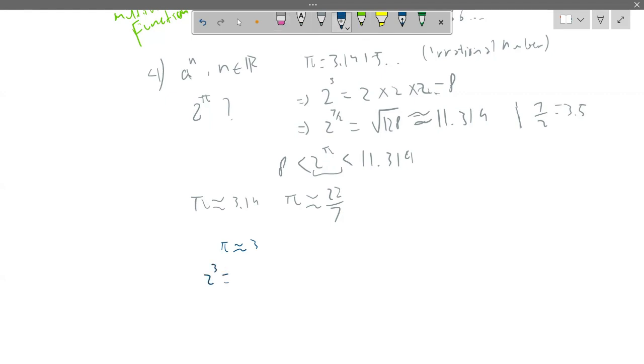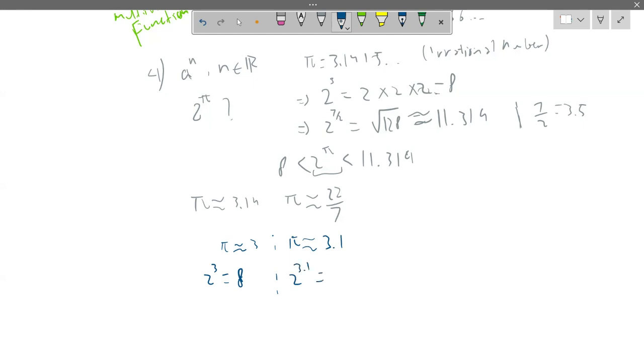Obviously, the answer is 8, which we know. But pi is nowhere near 3, which means 2 to the power of 3 is nowhere near 2 to the power of pi. So now we improve our accuracy by adding a decimal place. What if we say that pi is approximately 3.1? So now we have to define 2 to the power 3.1.